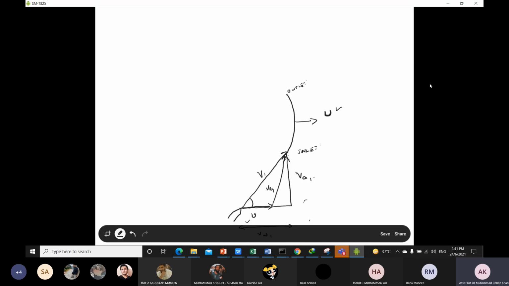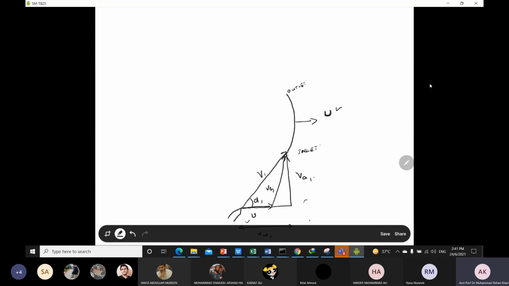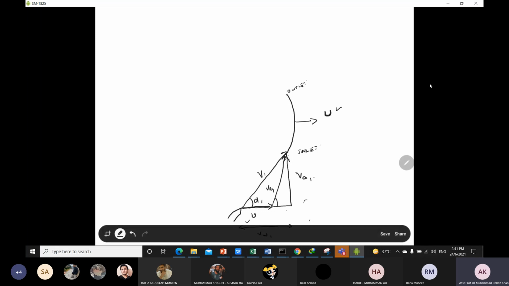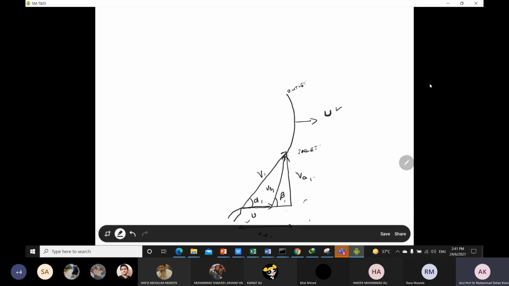Okay. So this angle is alpha 1, which we call the nozzle inlet angle. Between Vr1 and the whirl velocity component, there is another angle which we call beta 1, and this is called the blade angle. So beta 1 is the blade angle and alpha 1 is the nozzle inlet angle. This is the velocity diagram at the inlet.